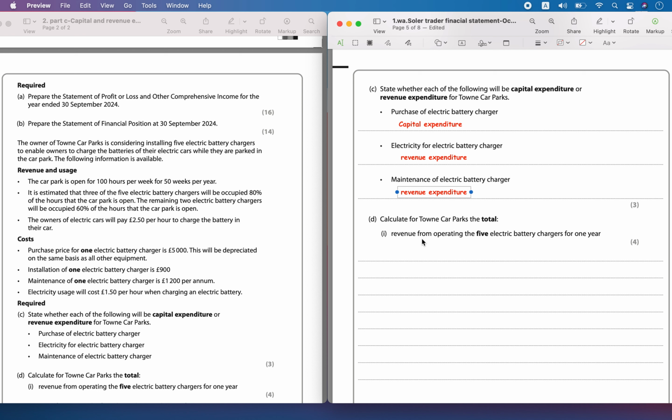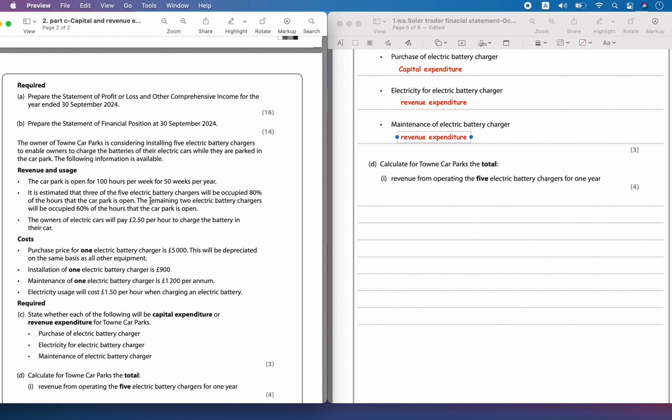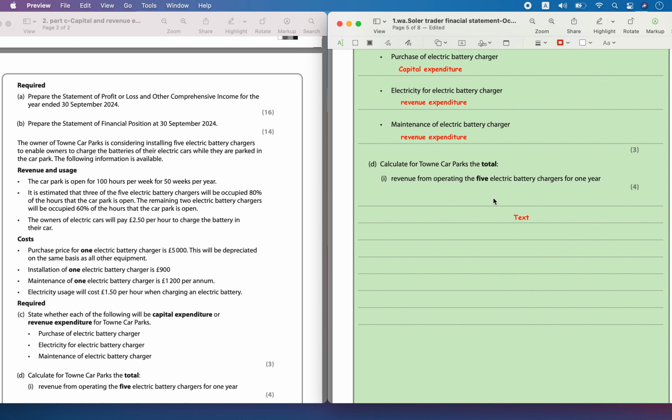Calculate for Towne Car Parks the total revenue from operating the 5 electric battery chargers for 1 year. The owner of the Towne Car Park is considering installing 5 electric battery chargers to enable owners to charge their electric cars when parked in the car park. Quantity times the rate is always the selling price, or the revenue you are going to calculate. Here it's not the number of items but how many hours are open. So let's calculate.